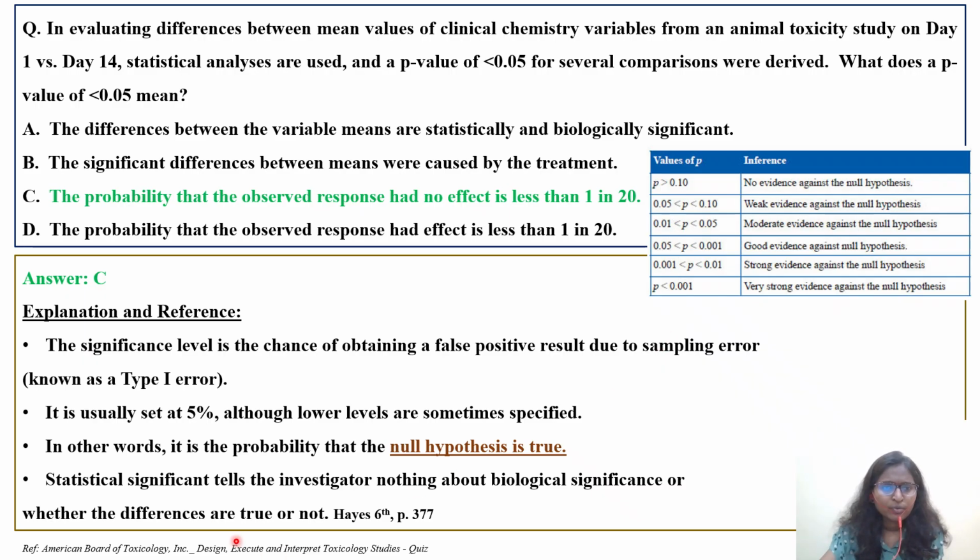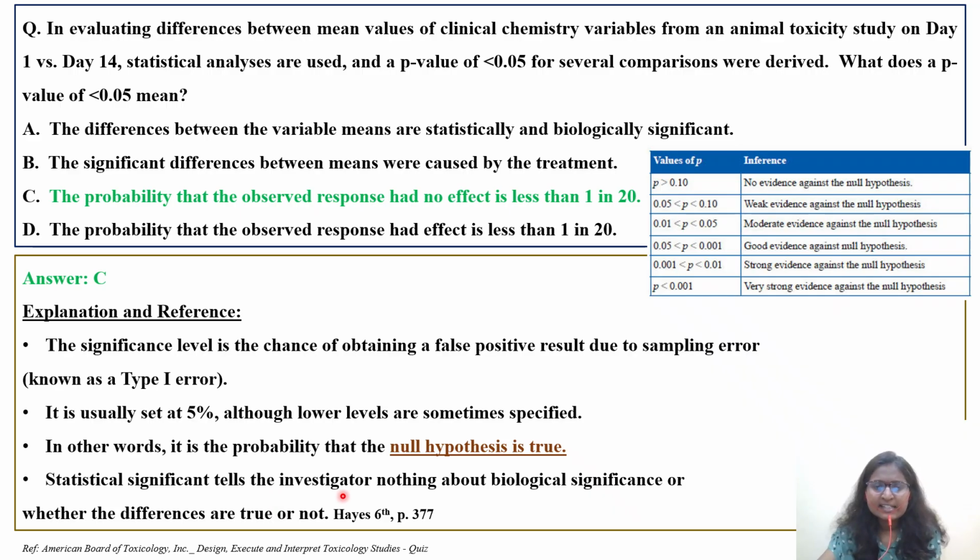So it is set at 5%, although lower levels are sometimes specified. In other words, it is a probability that the null hypothesis is true. As I said, H naught. Before initiating any research, we will frame a hypothesis, and always your hypothesis should be a null hypothesis, opposite to the objective you are trying to achieve. That is what you have to put in your null hypothesis. Then you have to reject your null hypothesis. You have to go opposite to what your objective is. Those who are doing research will understand what I'm trying to say.